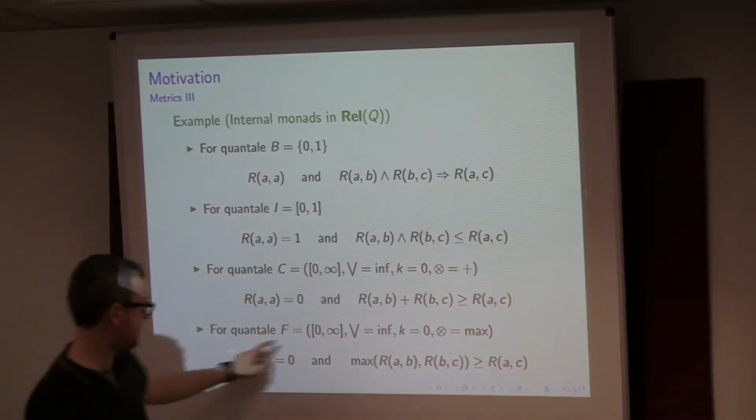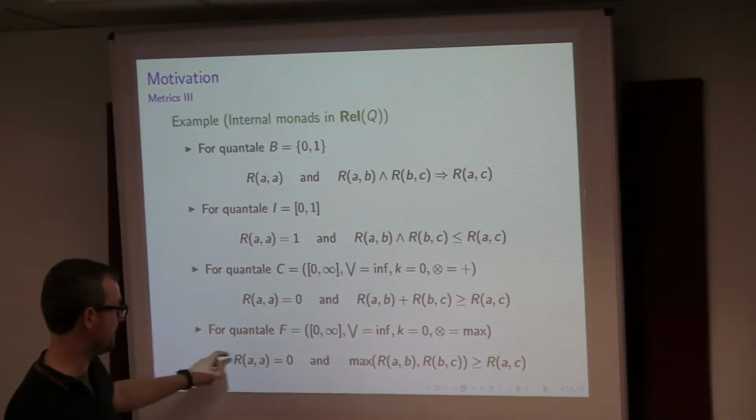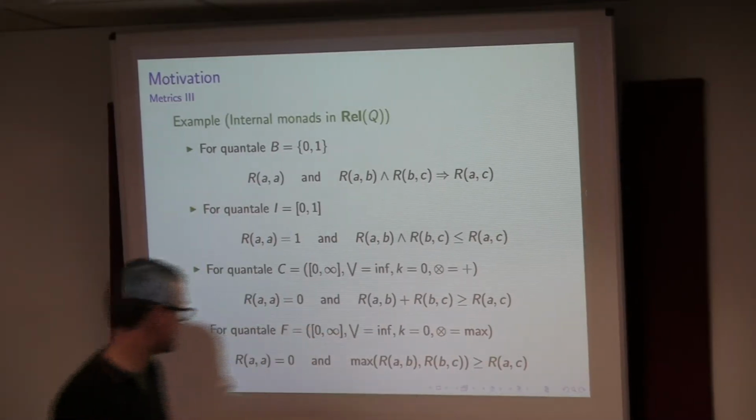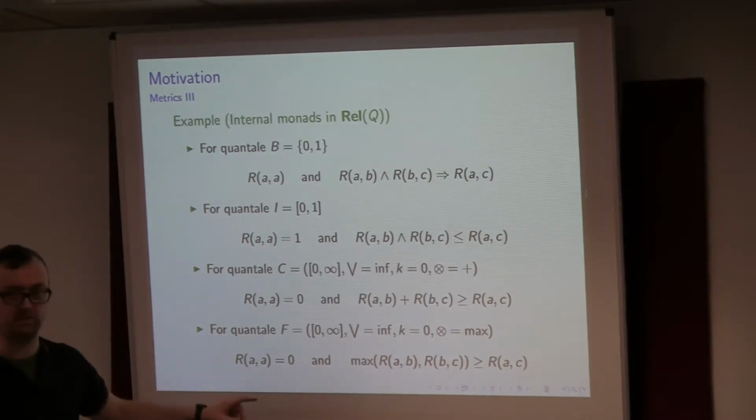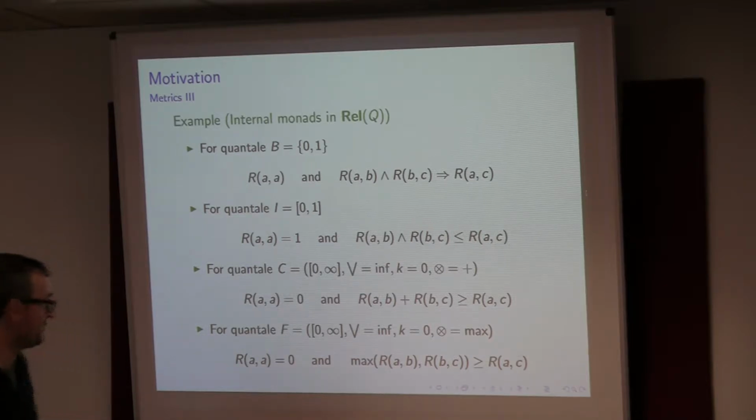And if we slightly vary this quantale and replace plus with max, then we get this condition here, which is kind of a generalization of the ultrametric space condition. I hope that's the right one. So we can get our hands on some quite interesting things here as internal monads in these categories of relations.